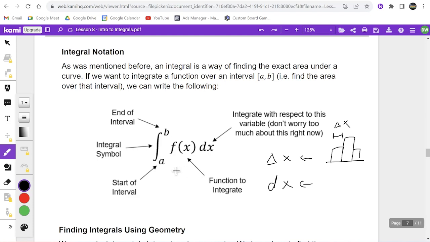And the way you would read this is you would say the integral from a to b of f of x dx. In other words, you read the lower number first because remember, that's where you're starting and you end at b.